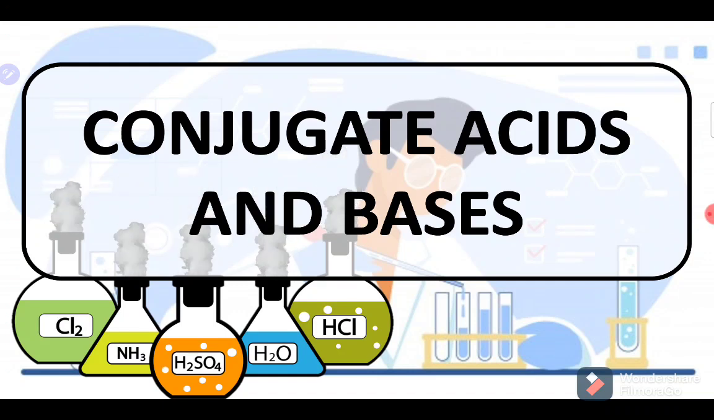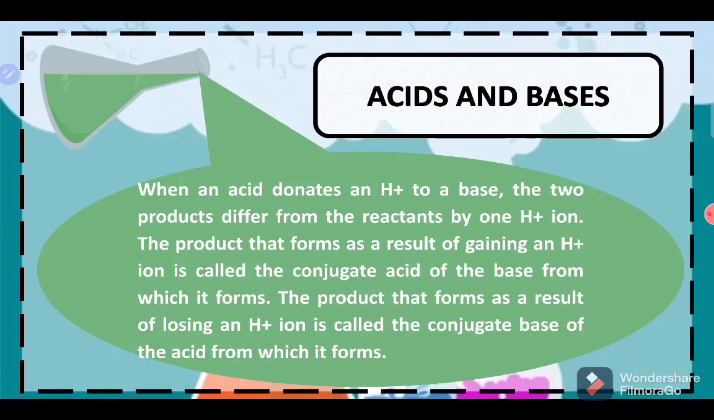So what are conjugate acids and bases? When an acid donates a hydrogen ion to a base, the two products differ from the reactants by one hydrogen ion. The product that forms as a result of gaining a hydrogen ion is called the conjugate acid of the base from which it is formed. The product that forms as a result of losing a hydrogen ion is called the conjugate base of the acid from which it forms. Okay?